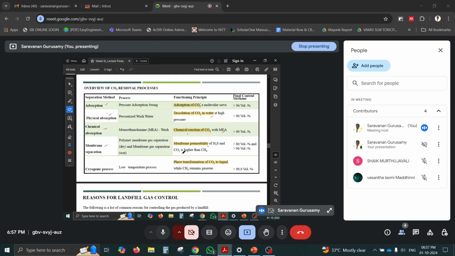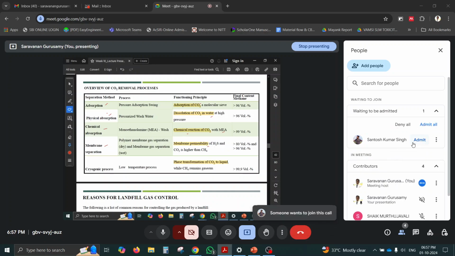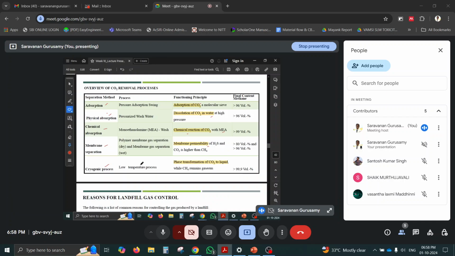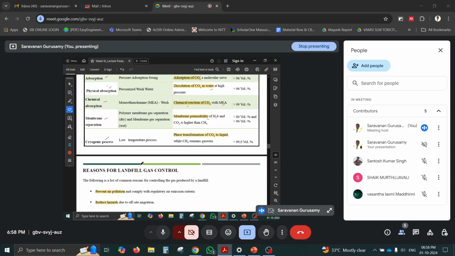And then the H2S and the CO2 concentration are higher than CH4. We can use the membrane separation because only the CH4 will get removed. Then in the cryogenic technologies, it's a low temperature process that will use phase transformation of the CO2 to liquid. That's again a phase transformation mechanism like chill out.